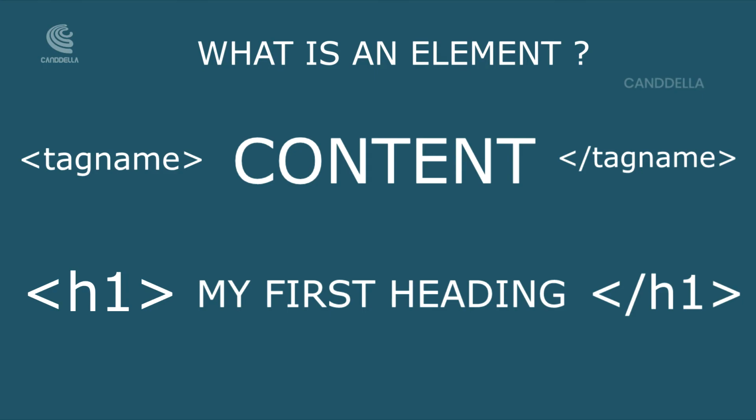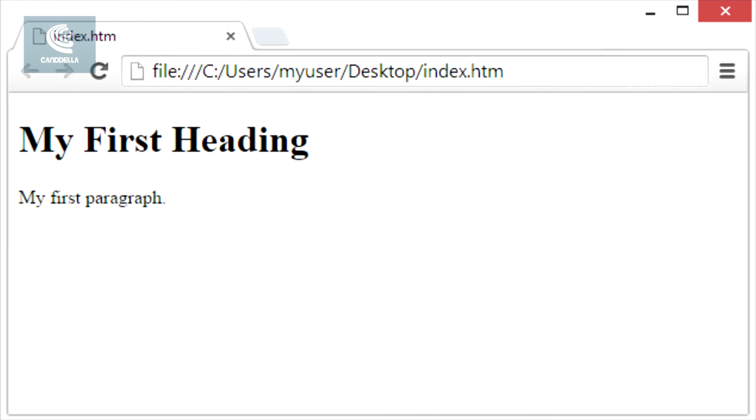So let's see how our output looks on the browser. As you can see, the title is the title of the file. We have a heading tag which says my first heading. We have a paragraph tag which says my first paragraph. This is how an HTML looks, and this is how a basic HTML will work on a browser.